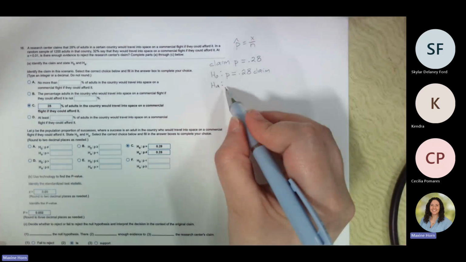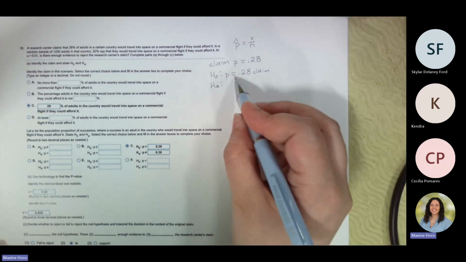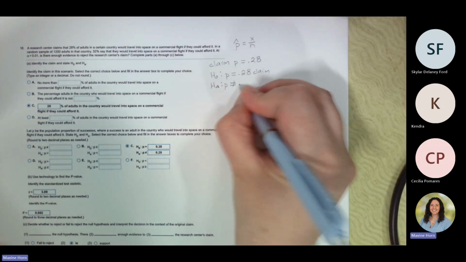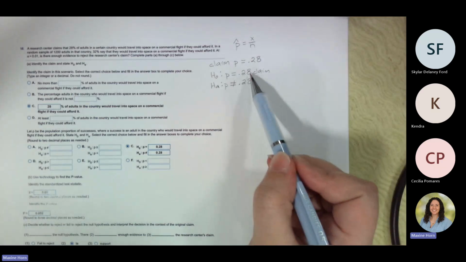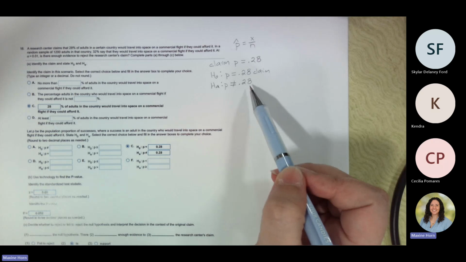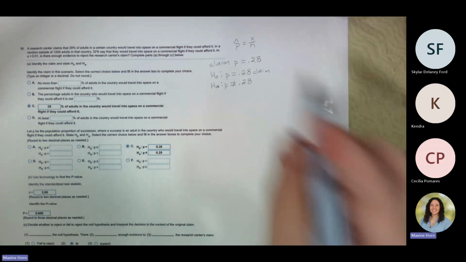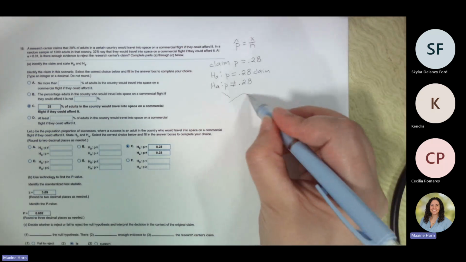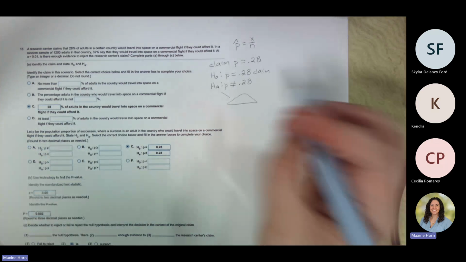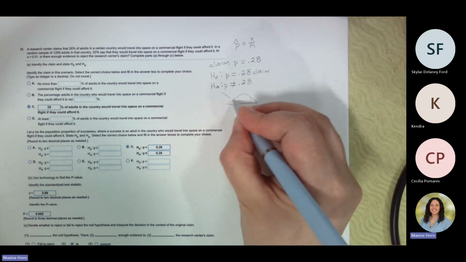So we're going to go ahead and write what our alternative hypothesis is. It's the complement of that. Complement of equal is not equal. Right. So they're saying, hey, we're saying this is 0.28. And the alternative is it's not 0.28. It's anything besides 0.28. It's everything above and everything below, but it's not 0.28, right? Okay, so the alternative hypothesis tells us what type of test this is: right-tailed, left-tailed, or two-tailed. Not equal to is two-tailed.